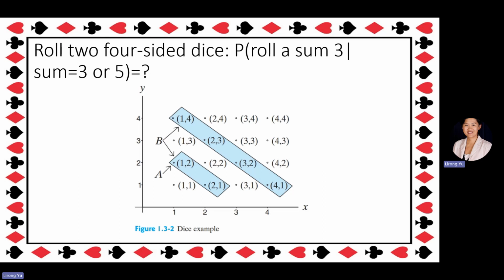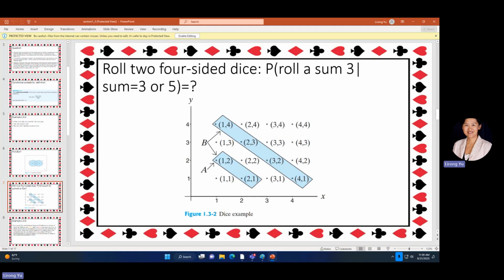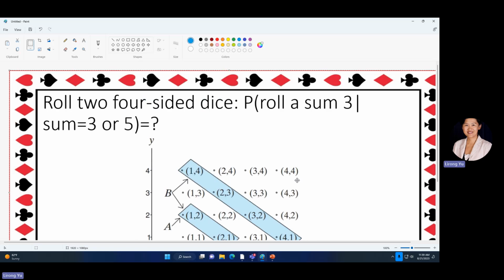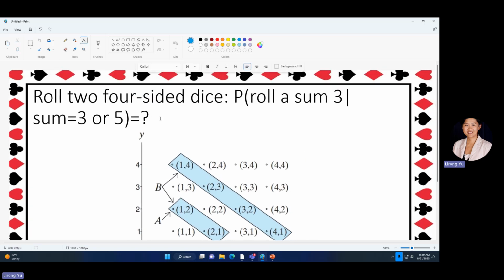Many times we don't have the sample space, but when it's possible, we want to have the sample space drawn out. So in this case, we want to find the probability that I roll a sum of 3, given that the sum is 3 or 5. So number one, you want to find the denominator. This is a conditional probability. So the calculation is, we have to find the probability of the denominator. According to the definition, the denominator will be the condition. The denominator will be the probability of the sum equal to 3 or 5.